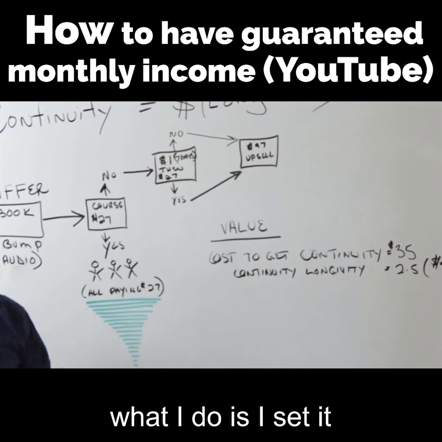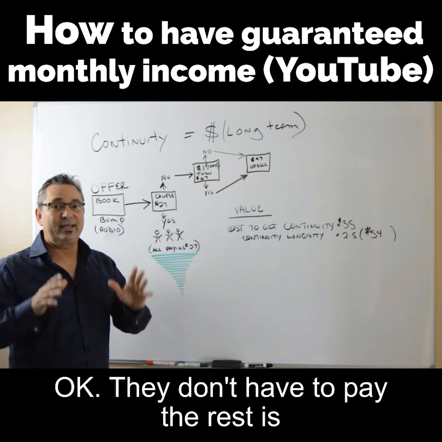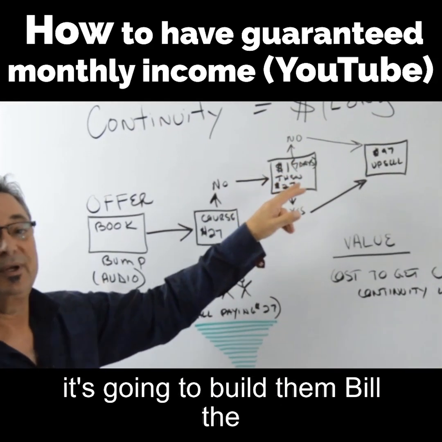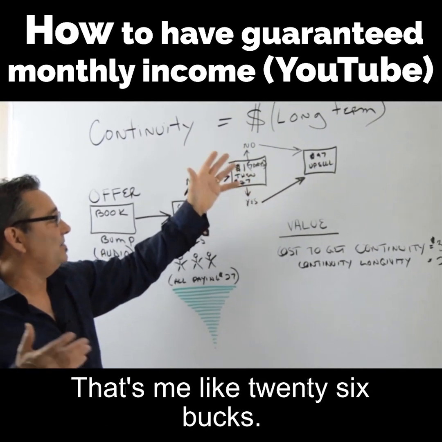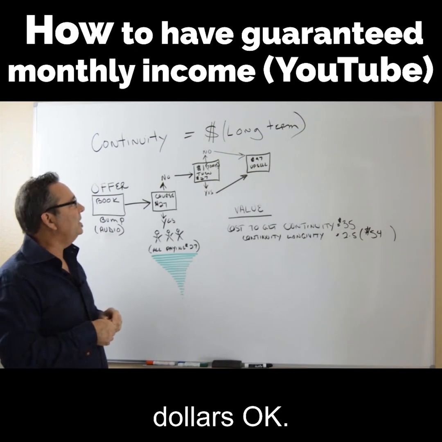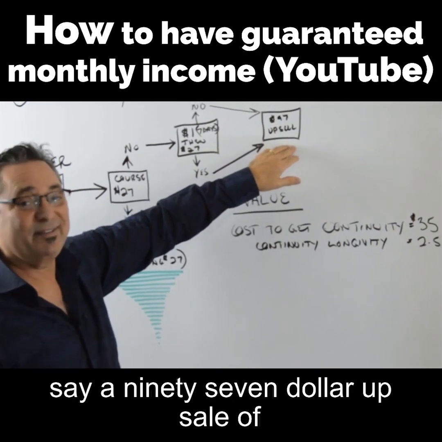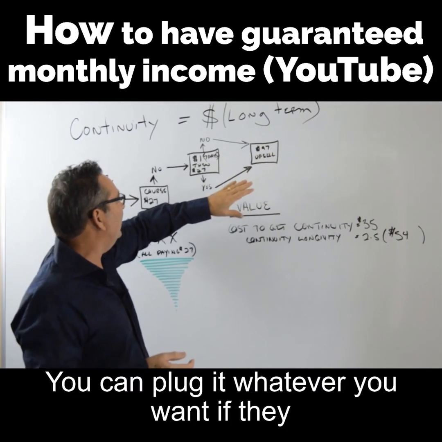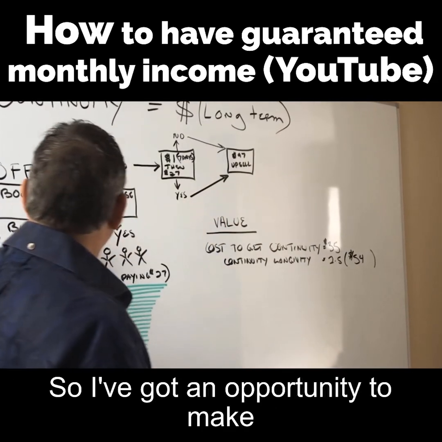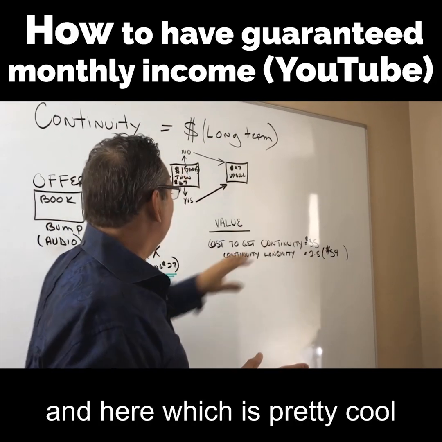Now for $1, what I do is I set it up where they have free access for 7 days, okay? They don't have to pay the rest of this $27, and then after 7 days, it's going to bill them the remainder amount, so that's going to be like 26 bucks, and then from that point forward, it's billing them $27. And then if they say yes to this, it's going to go to say a $97 upsell of some other product. You can plug in whatever you want. If they say no to this, it's still going to go to that upsell. So I've got an opportunity to make money here, here, here, and here, which is pretty cool, right?